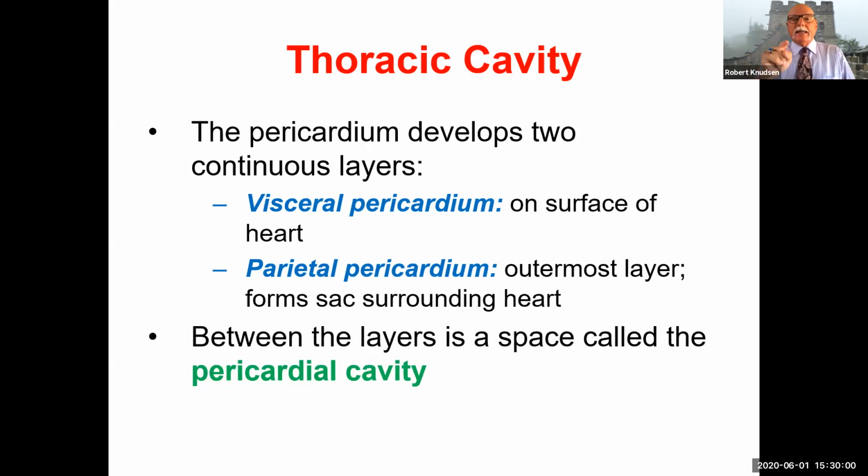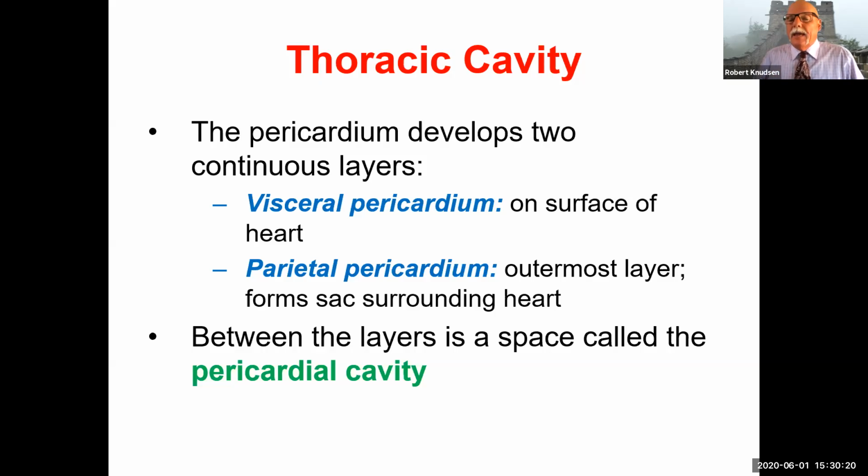I want you to listen. I leave this in here specifically so I can emphasize it because I want you to understand it's a mistake. The space between the layers is not called the pericardial cavity. The pericardial cavity is where it's at in the thoracic cavity. It's in between the lungs in a special place called the pericardial cavity.